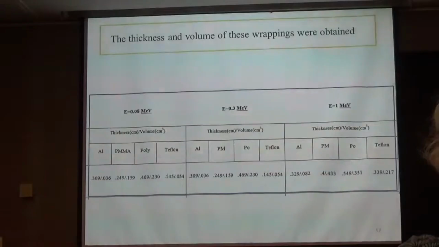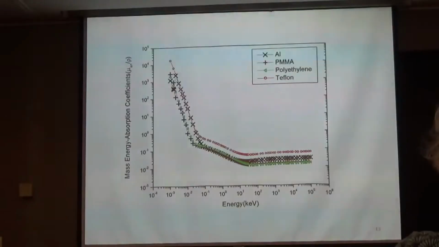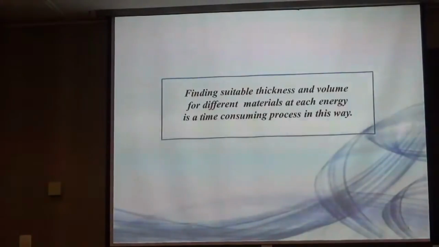The obtained volumes for the TLD wrap from various materials are explainable by mass energy attenuation coefficients, whereas these coefficients for Teflon are greater than polyethylene, PMMA, and aluminum. Therefore, the required volume of Teflon for the electron equilibrium creation in the TLD is smaller than other materials. Finding suitable thickness and volume for different materials at each energy is a time-consuming process in this method.